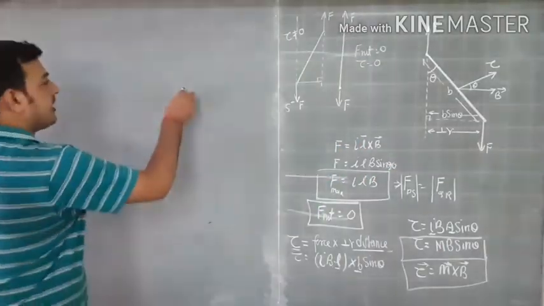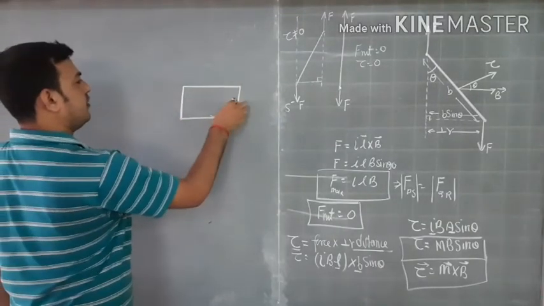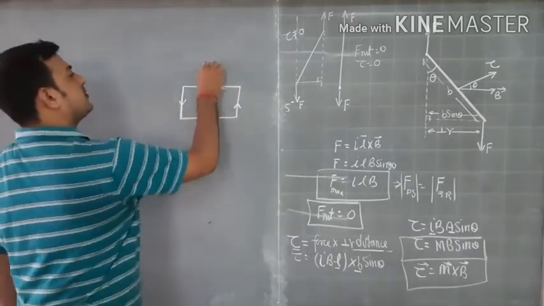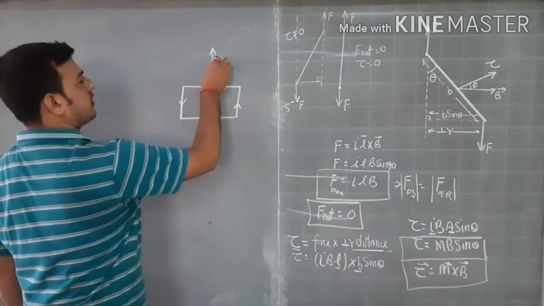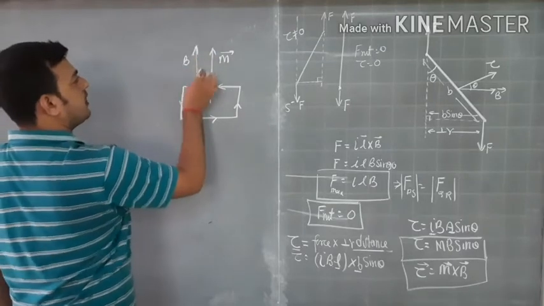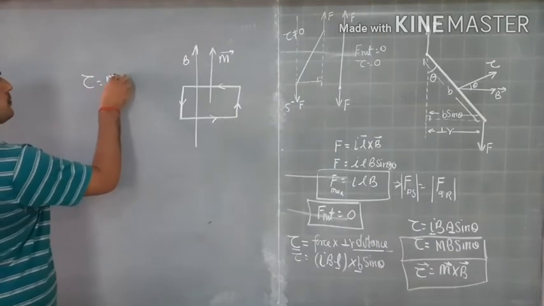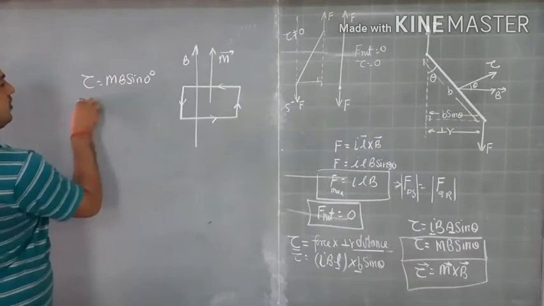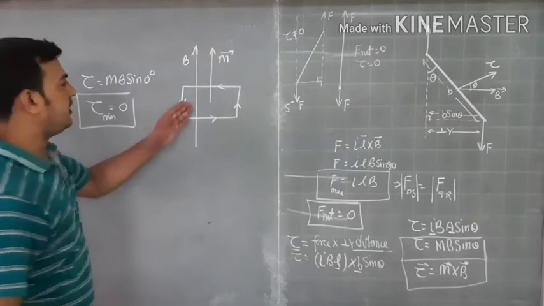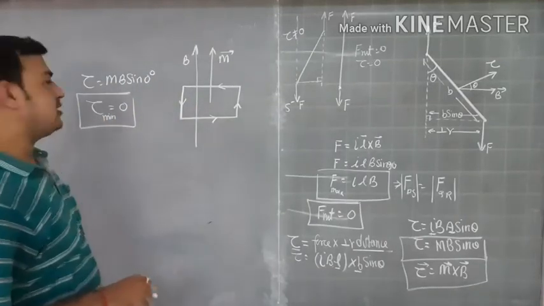So let us summarize that. Suppose it is a rectangular loop, the current in the loop is in the anti-clockwise direction. So for that case, the magnetic moment will be in the upward direction. And if I place this loop in external magnetic field B, that is in the same direction as the magnetic moment, then the torque will be M B sin 0, and the torque is going to be minimum. So if your plane is placed perpendicular to the magnetic field, then the torque experienced by the loop is minimum.